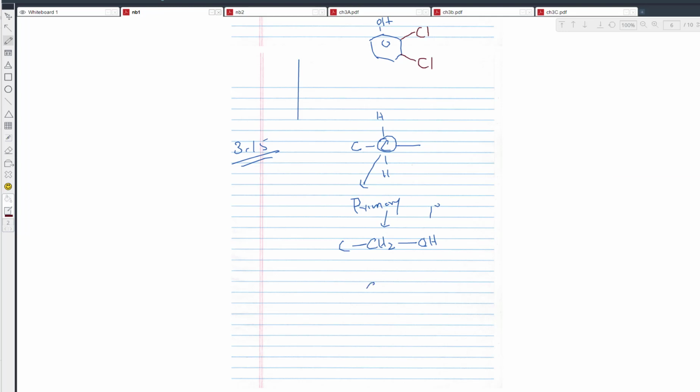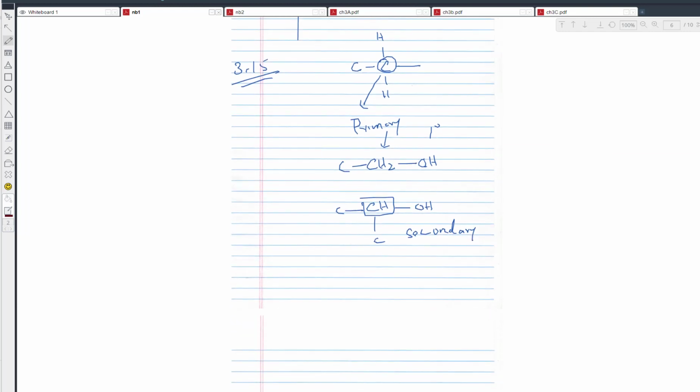Secondary means you have only one hydrogen. Look, only one hydrogen is here, am I right? And on the two sides you have carbon chain. This is going to be secondary. The carbon is secondary carbon, and the alcohol is secondary alcohol, because it is attached to the secondary carbon.